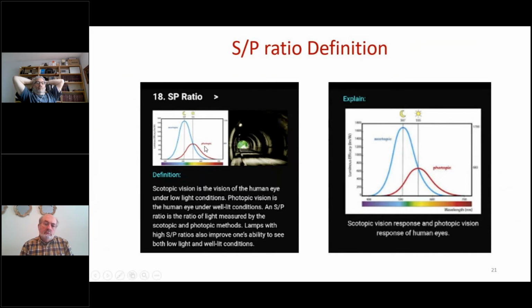And the spectral response curve of the eye varies. So you can see this is the photopic. Its center is about 555, and then you have the scotopic, which is at a shorter wavelength. So this is 507 and this is 555. So lamps with high S to P ratios also improve one's ability to see both low light and well lit conditions. So if a lamp has a higher S to P ratio, if you turn down the power, you can see it better than another lamp that has a lower S to P ratio.